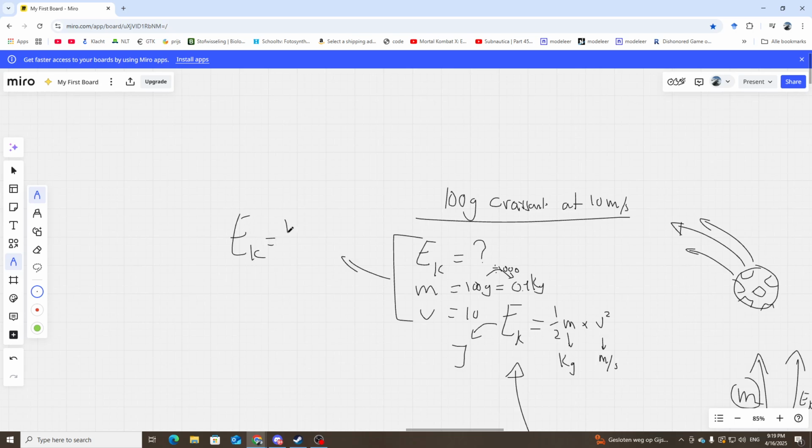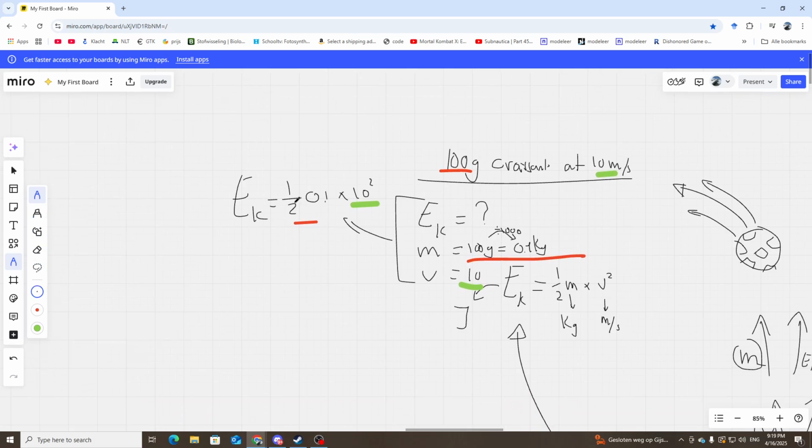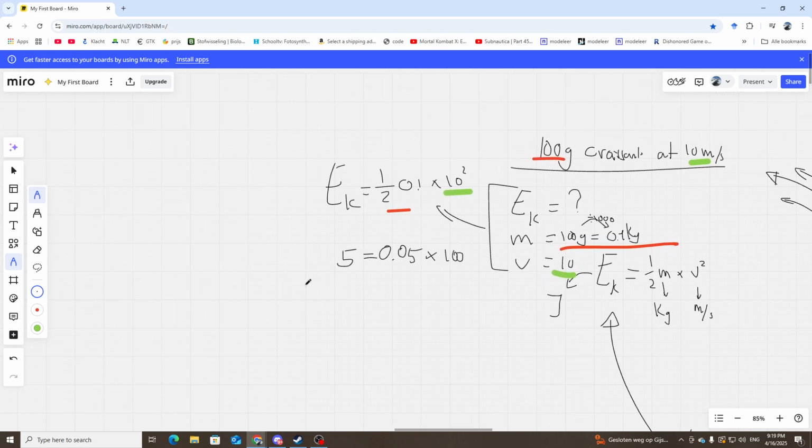Kinetic energy is half the mass, half times 0.1, times v, 10 squared. So this was my mass, I got that from here. And this was my speed. And then we put those into our formula. So what is a half times 0.1? That is 0.05 times 10 squared, which is 100. So I hope that my math is accurate here, that we would have 5 joules of kinetic energy. Please tell me that I'm right about this. Our EK is 5 joules.